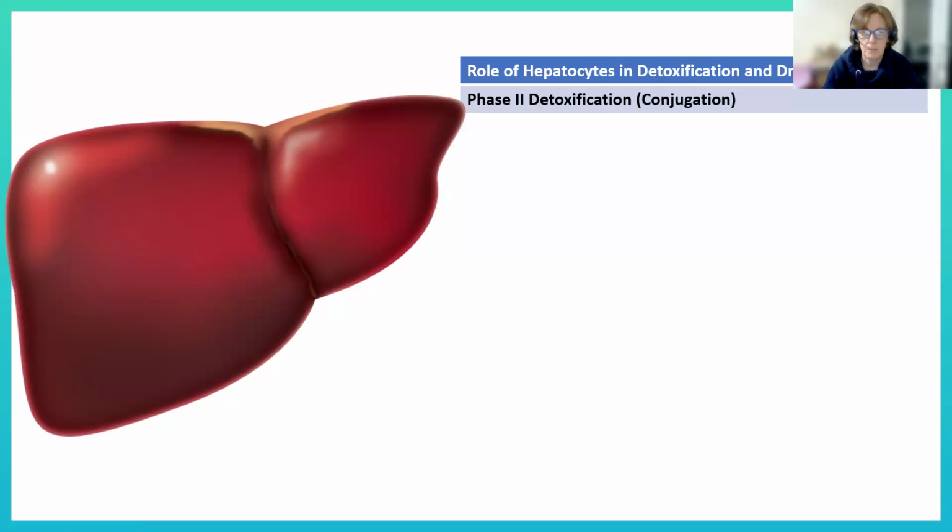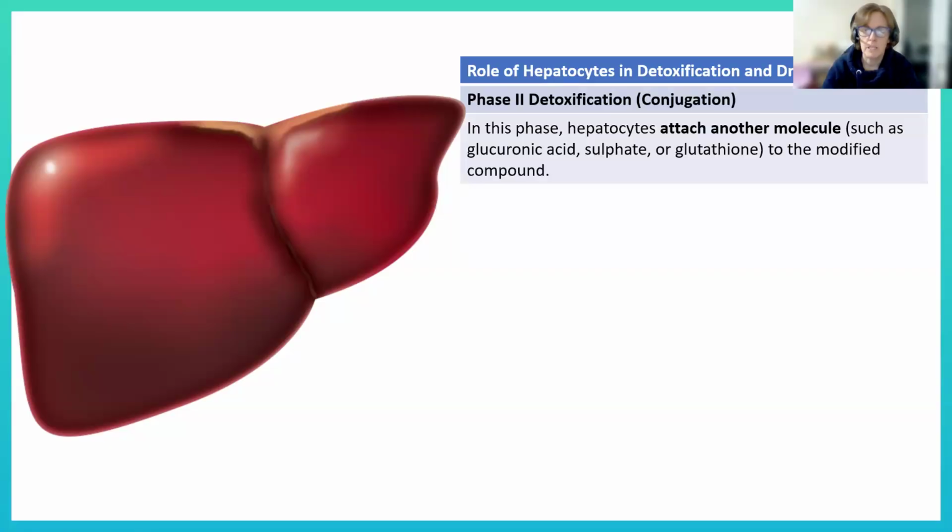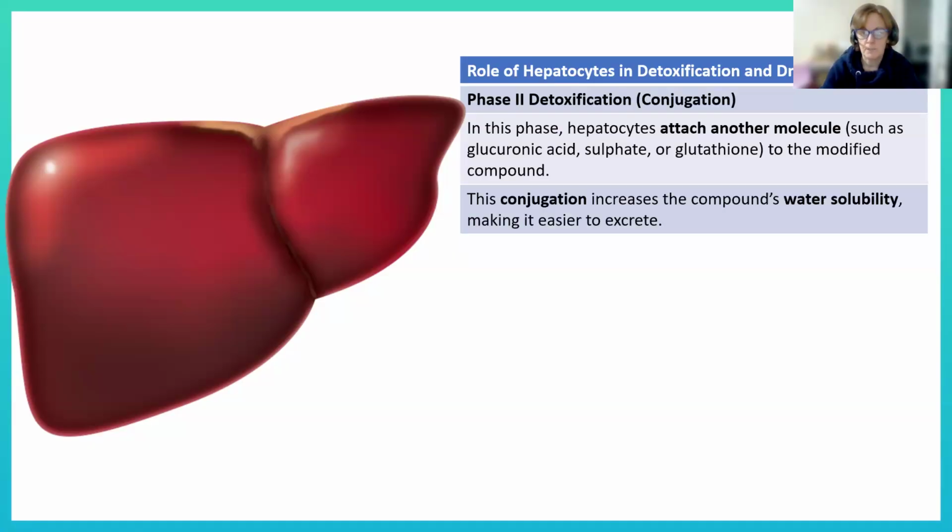The next thing that happens after these chemical changes have been made to the drugs, so they've had chemical groups chopped off them, etc., is conjugation. And conjugation means to stick something together. So hepatocytes will then attach another molecule to the modified compound. The chemical that they changed structurally, they'll stick other stuff to it.